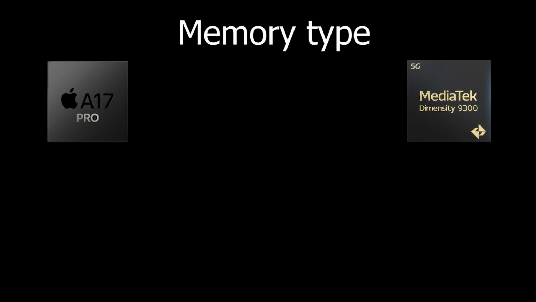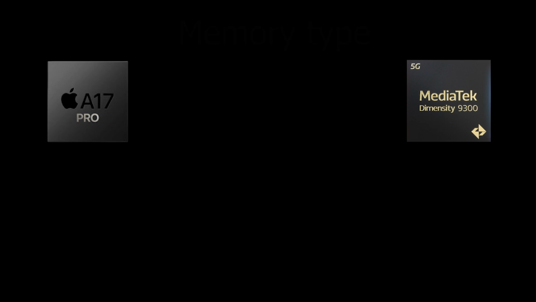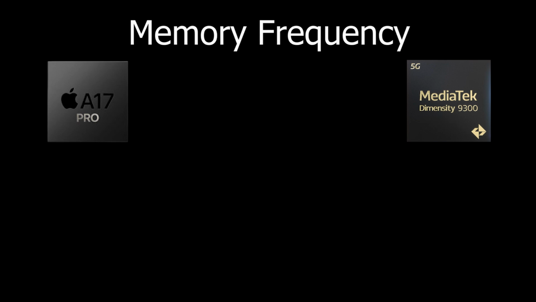The memory type used by both processors is similar, or slightly different, but we can see the difference over here. The A17 Pro uses LPDDR5, while the MediaTek Dimensity 9300 uses LPDDR5X RAM. Now talking about the difference in memory frequency, you will see that Apple got 3200 megahertz, while MediaTek got 4800 megahertz. So this is the difference.